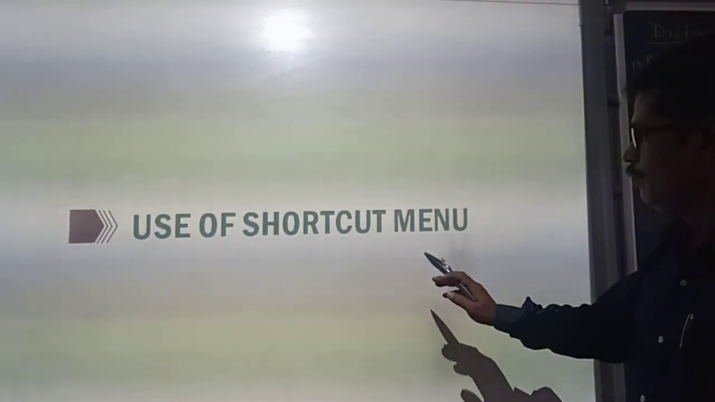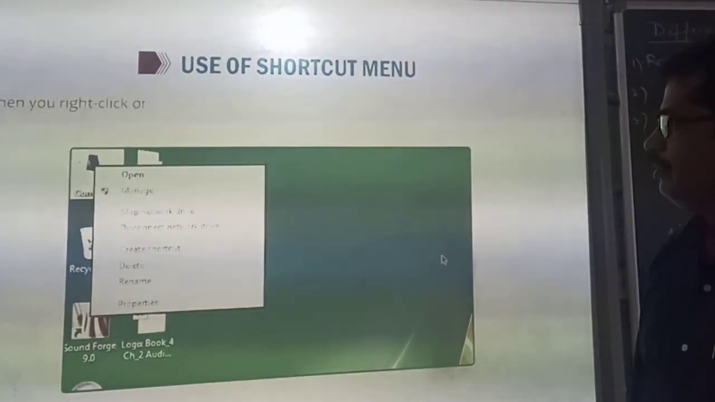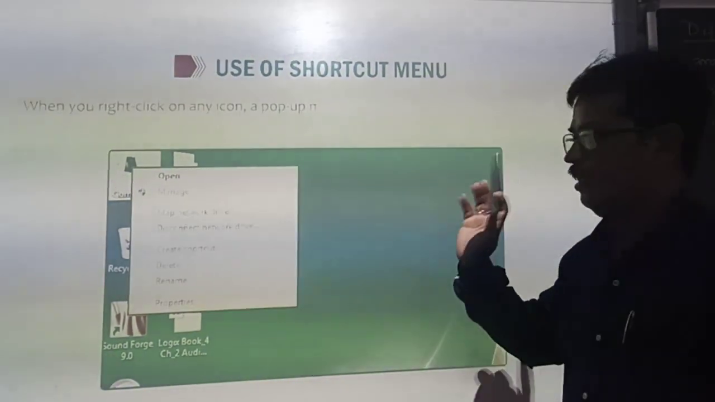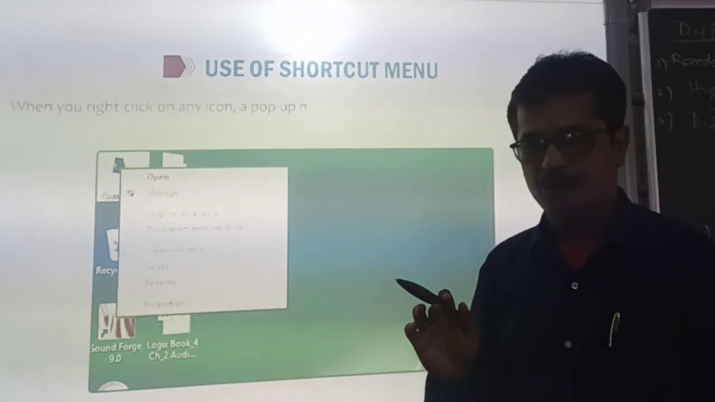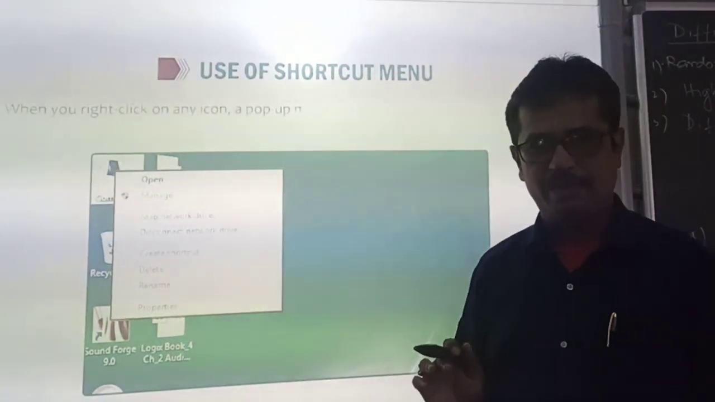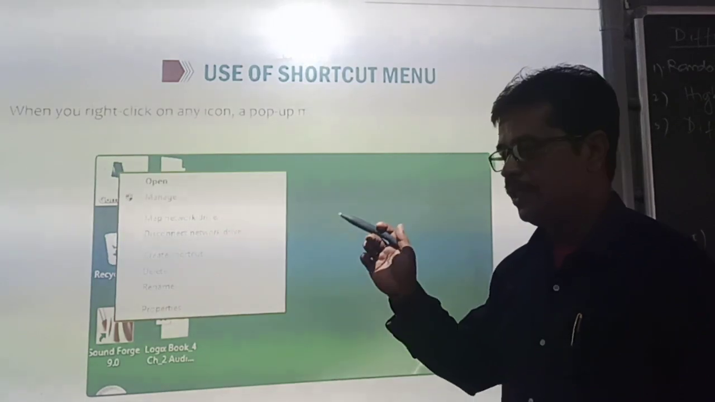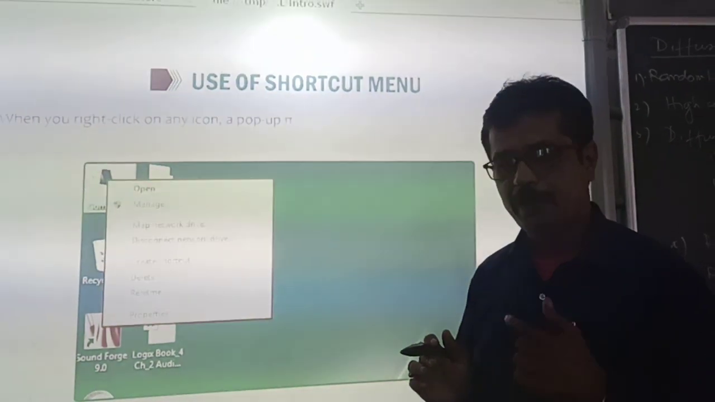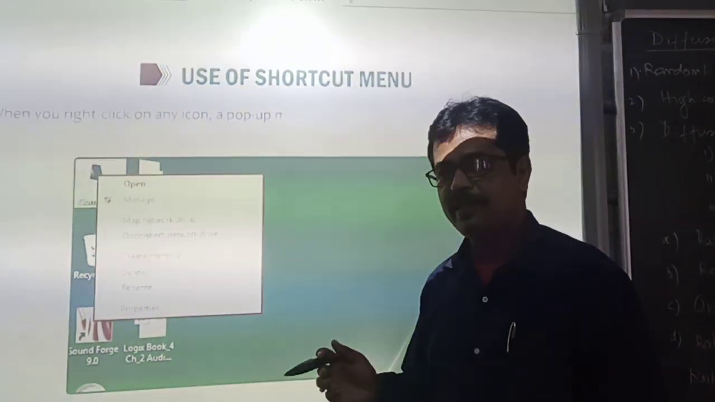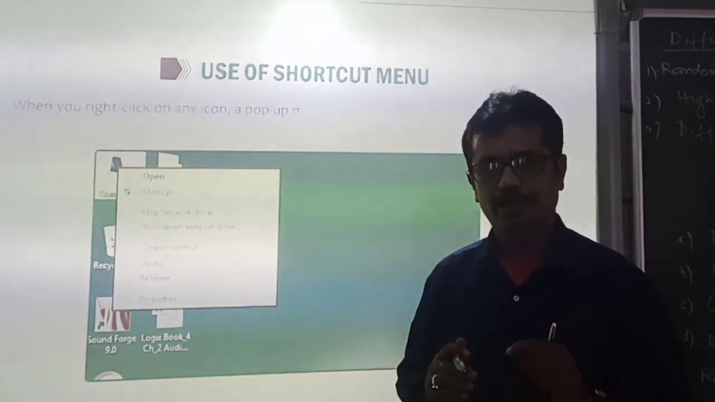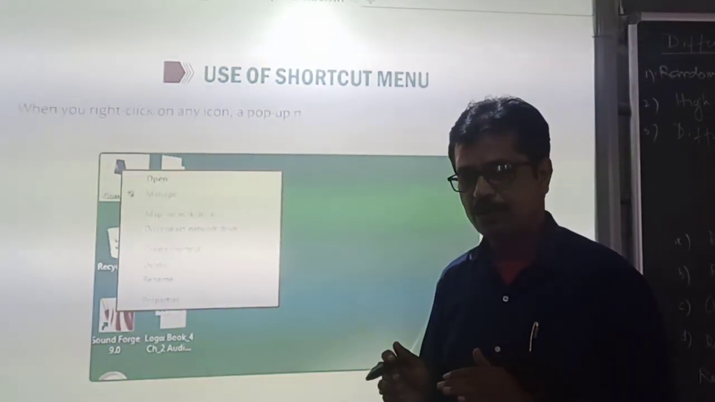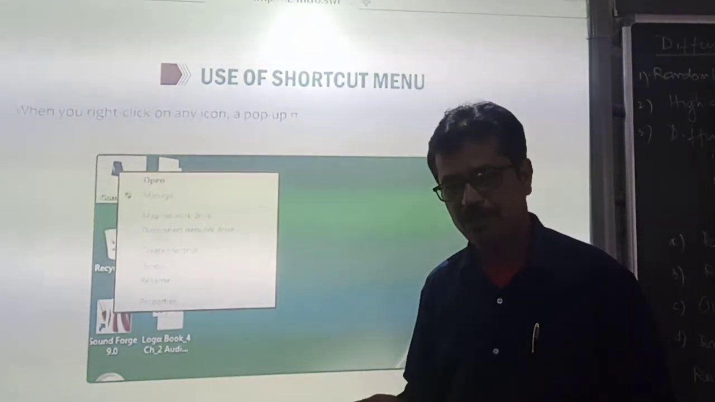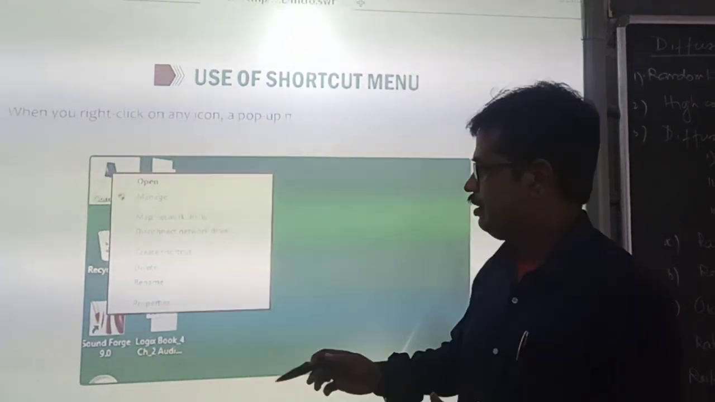Now, use of shortcut menu. Okay, let's see. When you right click, what is a shortcut menu? When you right click over any icon, one pop-up menu will come in front of you. That menu is known as shortcut menu. Again I repeat, when you right click over any icon, you will get one pop-up menu which is known as shortcut menu, and this shortcut menu is also known as context menu. So context menu or shortcut menu, both are the same.